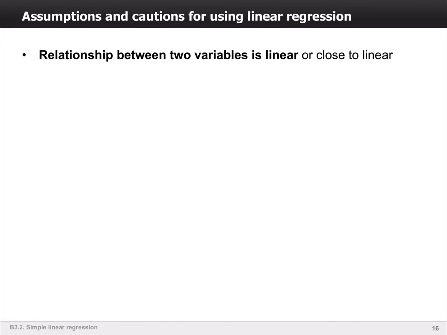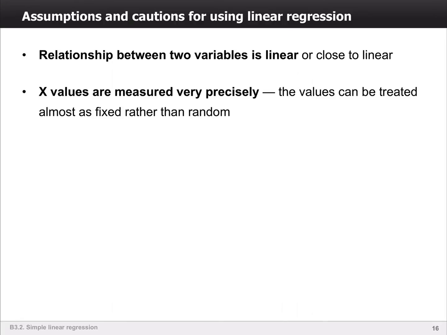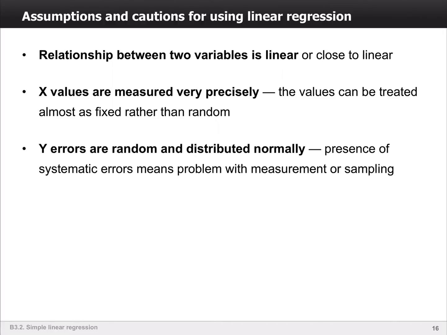First of all, the relationship between x and y should be linear or close to linear, right? Otherwise the regression model will not be a good mathematical model describing the relationship. The second, we assume that x values are measured very precisely, so we almost don't have any errors in the x measurements. And for the y errors, so how we measure y values, we assume that we have errors, but these errors are random values and distributed normally. Okay, most of the time it will be like this.